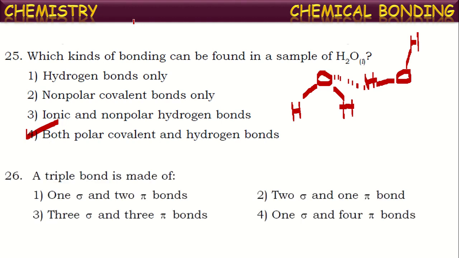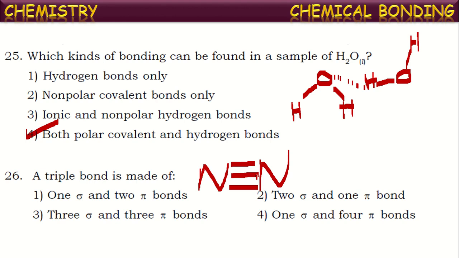Next question. A triple bond is made up of. Suppose if you observe the molecule nitrogen, between two nitrogen atoms there exists a triple bond. In any multiple bond, one bond will be a sigma bond, remaining bonds will be pi bonds. One bond will be formed between two atoms by the axial overlapping of atomic orbitals, which we say as sigma bond. Remaining bonds will be formed by the sidewise overlapping of atomic orbitals, which we say as pi bonds.